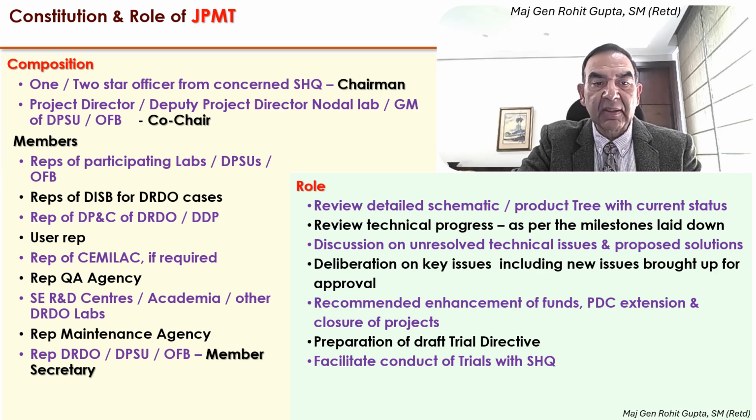The members of this are the representative of the participating lab, or of the DPSUs, or the OFP. Also, the reps of the DISB for DRDO cases. DISB stands for the Directorate of Interaction with Services for Business. The reps of the DP and C of the DRDO, or the DDP, which is the Directorate of Planning and Coordination. The user reps, the rep of the CEMILAC if required, which is basically the Center for Military Airworthiness and Certification in the DRDO, which basically looks at military aircrafts.